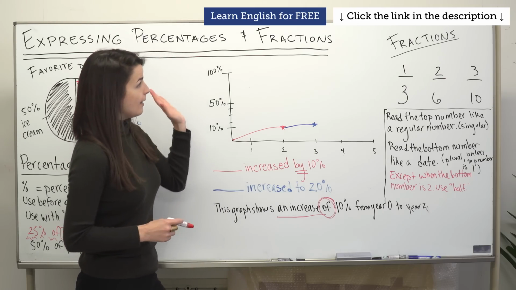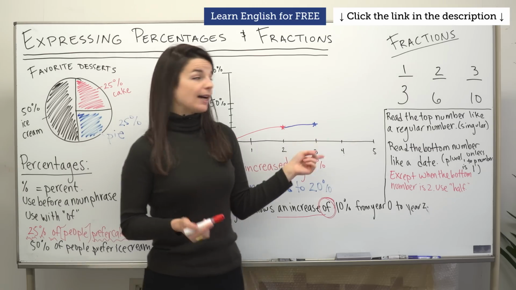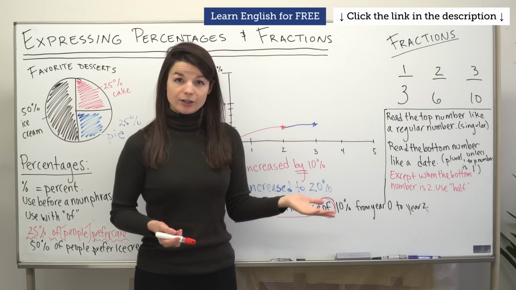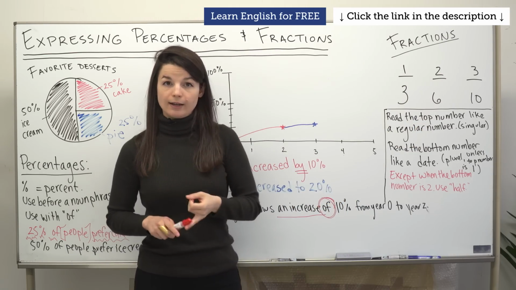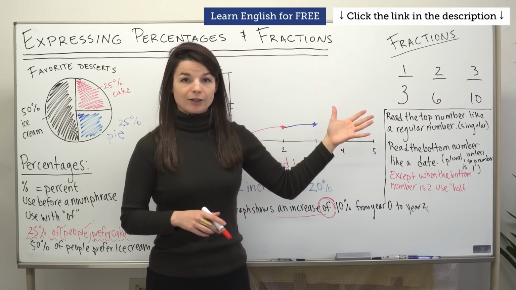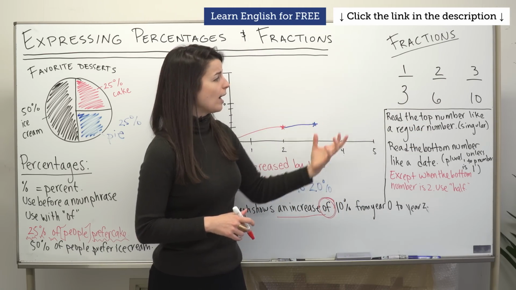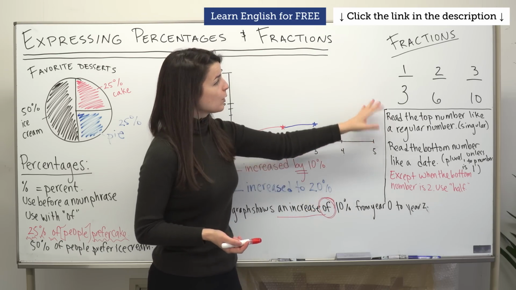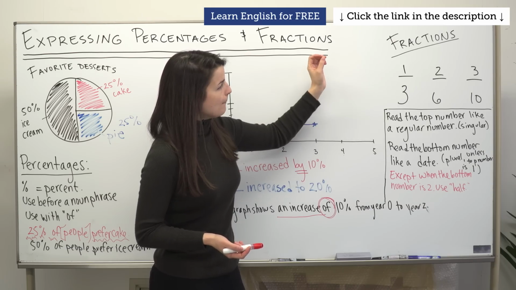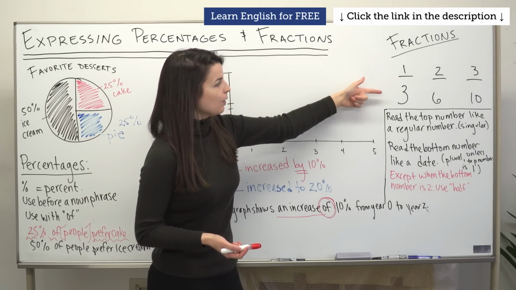Okay, let's go to the last point for today. The last thing I want to talk about is fractions. So these sorts of things you might see in recipes, you might see in data. We call these fractions. But some people have questions. How do you read these? How do you explain them out loud? So let's take a look. I have here 3 examples.